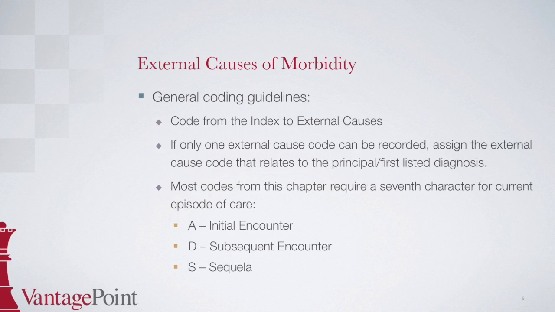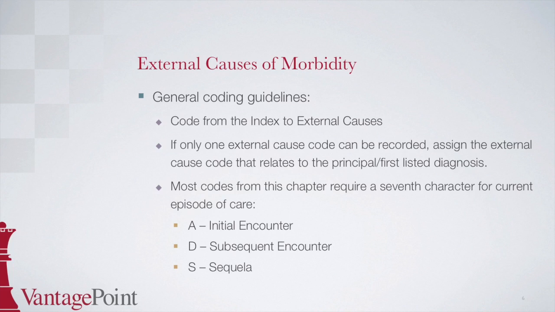Coding for external causes is always done using the Index to External Causes, which starts on page 387 of the Optum 2015 ICD-10-CM Expert for Physicians. If only one external cause code can be reported, you want to assign the external cause code that relates to the principal first listed diagnosis.